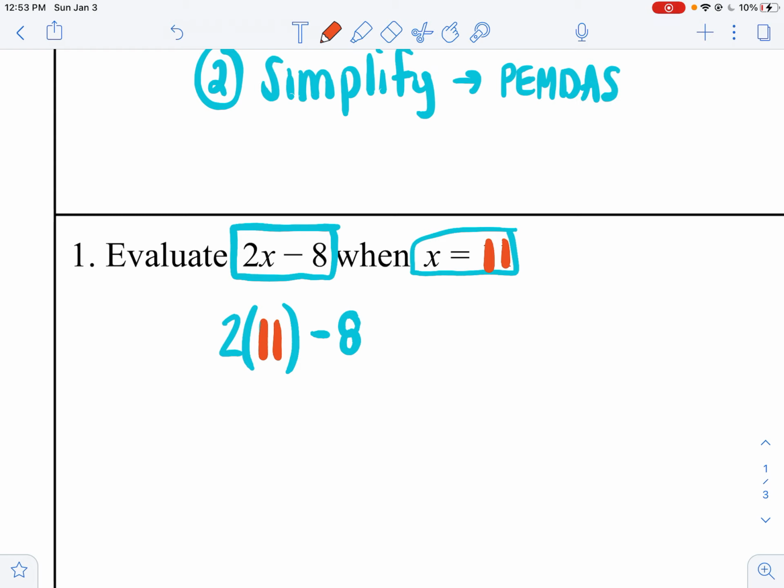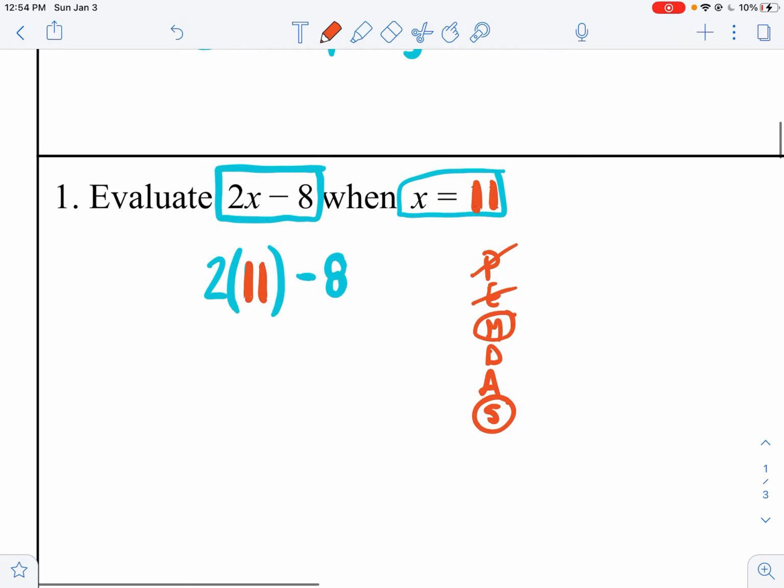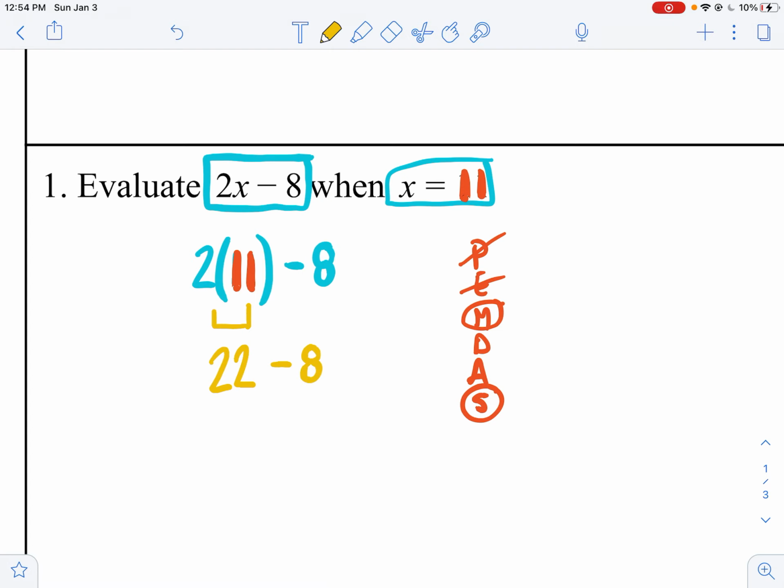Now, after step 1, we are left with a numerical expression, and we are left with simplify. Simplify using order of operations. And if you need a little guidance, I'm going to write PEMDAS on the side. We have parentheses, but we can't do anything inside the parentheses. Our parentheses here really is multiplication. We don't have exponents. So we have multiplication and we have subtraction. Multiplication comes first. So we have 2 times 11, which is 22. We bring down what we haven't used, so 22 minus 8, which is 14. Done.